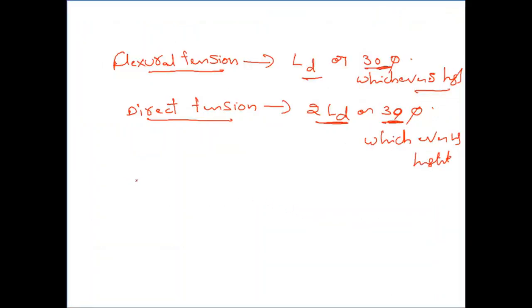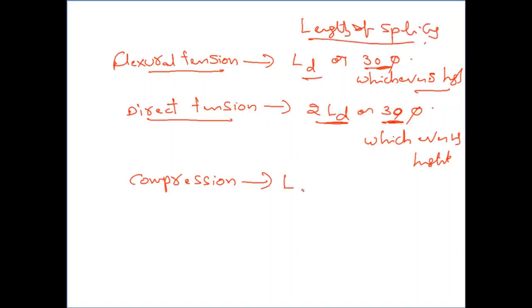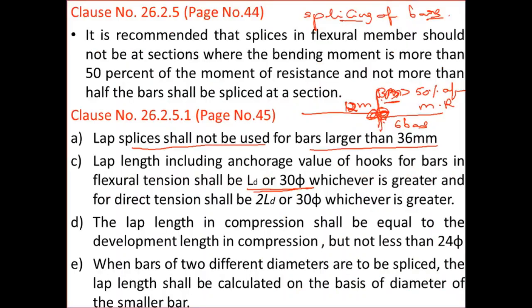Again, if you take the bars in the compression zone, their length of splicing must be Ld or 24φ, whichever is higher. Okay, whichever is higher. So these are the three things here.